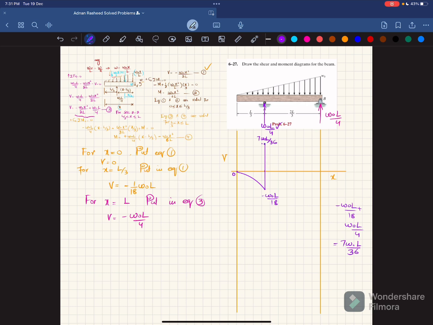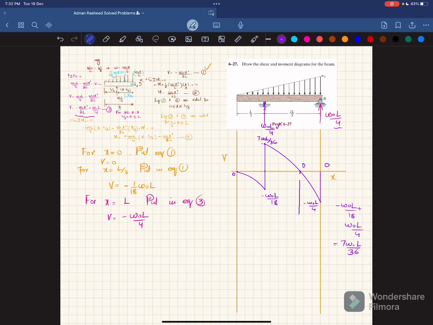Now at the end we have minus 4 W naught L over 4, which is minus W naught L over 4, and at the end you have plus, which will cause it to come to 0. You can see that this load is again a linear load, so the shear force will be a second degree curve, and it will be like this. So we'll join these 2 points by using a curve, not a straight line. Now here you can see the shear force is equal to 0.